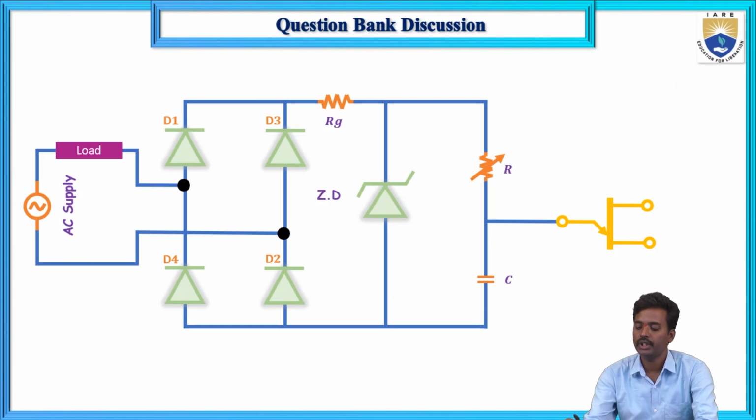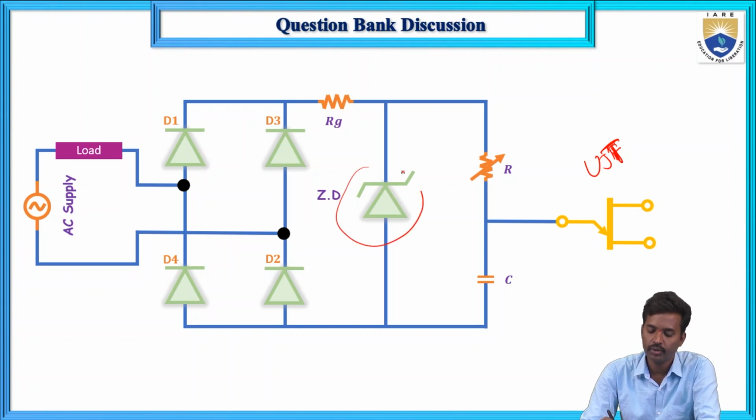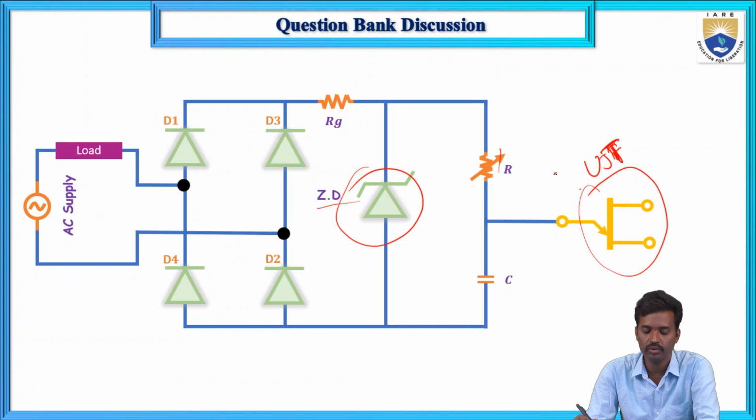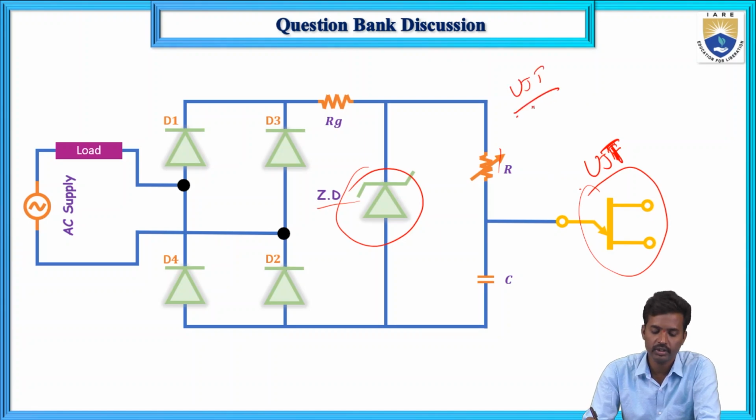So this is UJT. Here we are using the Zener diode and RC circuit. This is a UJT circuit, the UJT triggering circuit.